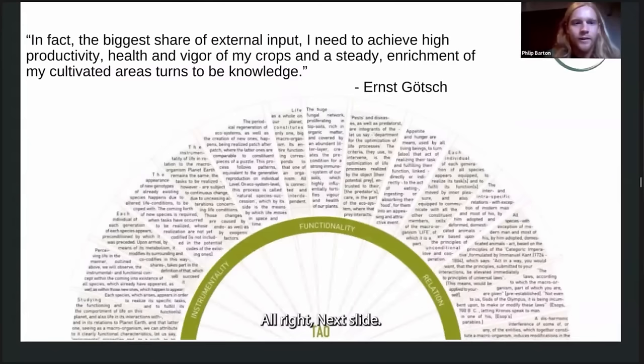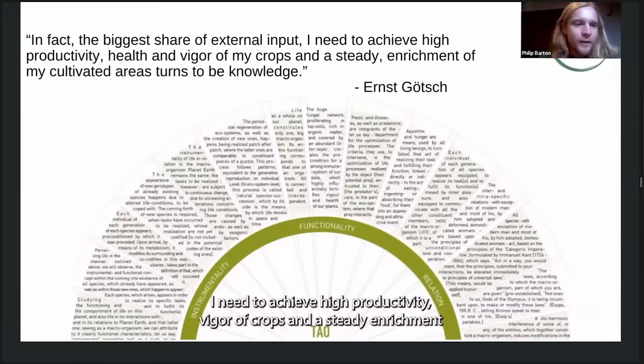All right, next slide. Ernest was talking about the DAO, and I just wanted to go a little bit more into that. This is one of Ernest's quotes: in fact, the biggest share of external input I need to achieve high productivity, the vigor of crops, and a steady enrichment of my cultivated area turns out to be knowledge.